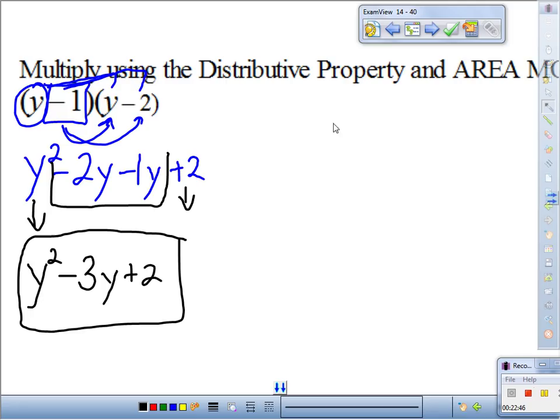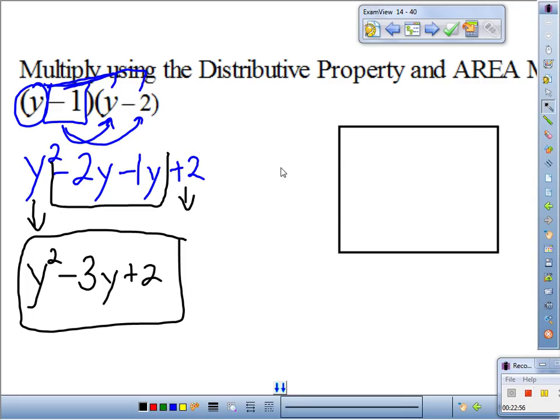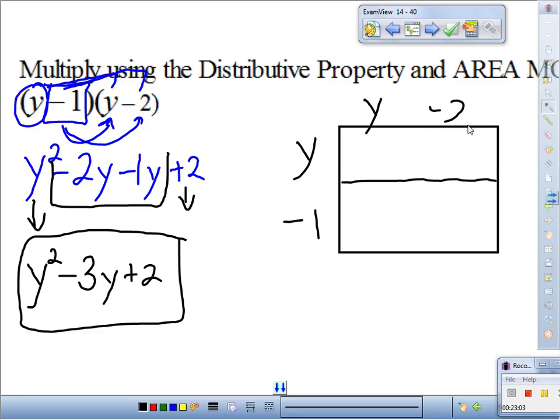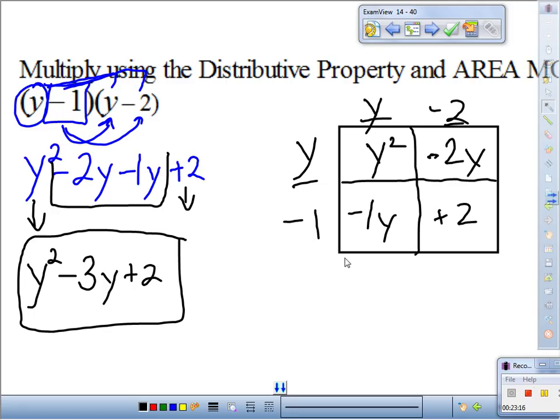Next, area model. Your favorite. Yay. Nice and straight like mine. So I'm going to write y minus 1, y minus 2. Let's see. What is y times y? Y squared. What is y times negative 2? Negative 2y. What is negative 1 times y? Negative 1y. What is negative 1 times negative 2? Positive 2. And look what some of you did last time. Look up. Oh, that's that, Mr. Q. All right, minus 1.